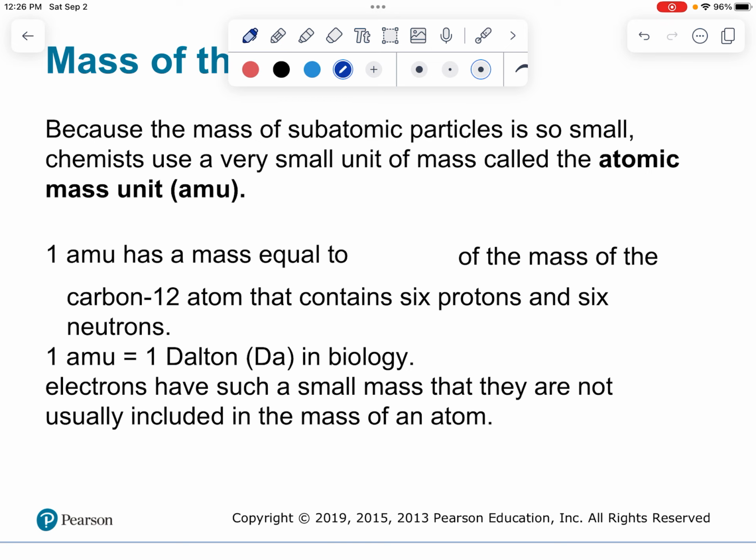Okay, so 1 atomic mass unit is equal to 1/12 of the mass of a carbon atom that contains 6 protons and 6 neutrons. If you talk about proteins, you'll see Daltons. 1 atomic mass unit is 1 Dalton. I really only hear Daltons talked about in terms of protein mass. Electrons have a very small mass that they're not usually included in the mass of an atom.